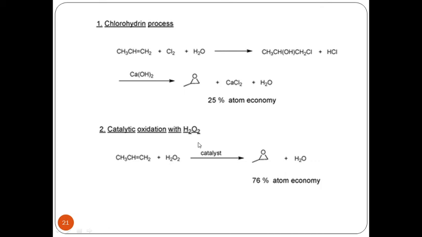Instead, if I use the same system in catalytic oxidation with hydrogen peroxide, propene reacts with hydrogen peroxide in the presence of a catalyst to give me 76% atom economy and just one byproduct. This also means that hydrogen peroxide is a highly selective reagent to attack the propene system. So when I compare these two reactions, the first, in which the reagents are chlorine and water, is not selective, whereas the second, in which hydrogen peroxide is present, is a highly selective reaction.